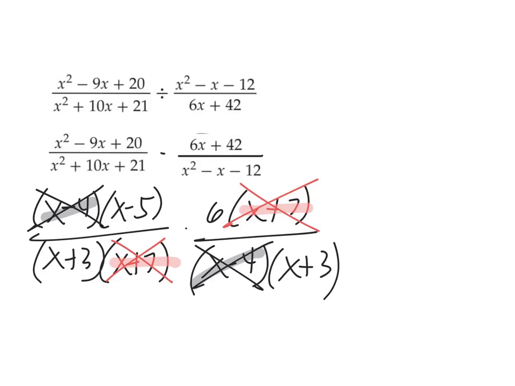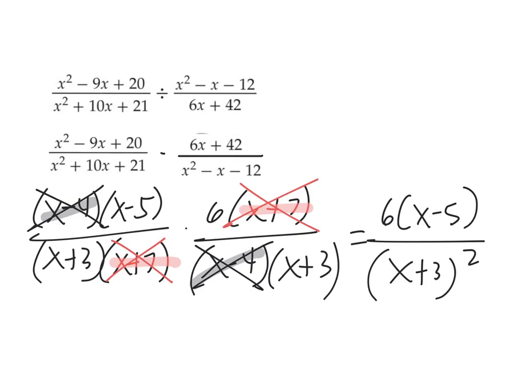Now, that's it. That's all I can do. So on top I have a 6 times x minus 5. And on bottom, just for preferred method, okay, write it as squared. You don't have to write them times each other. And then you don't have to multiply them out either. Just leave it like that.